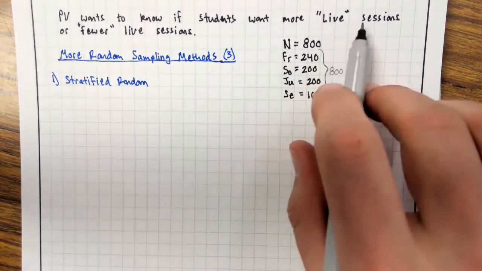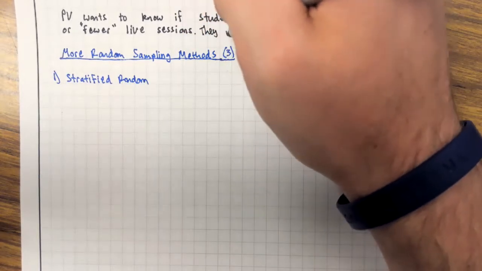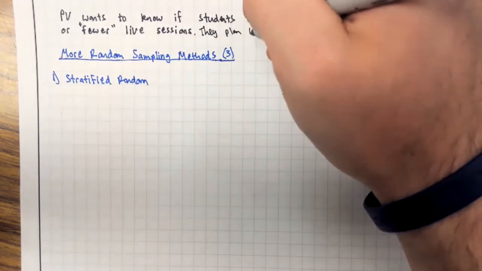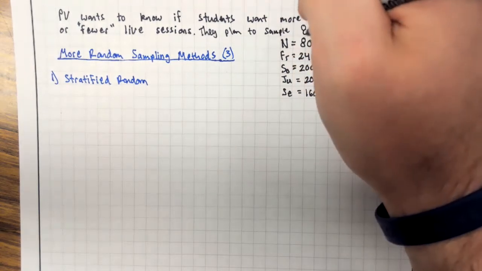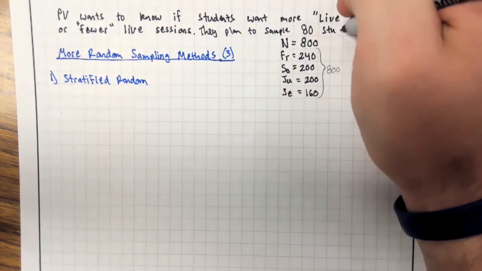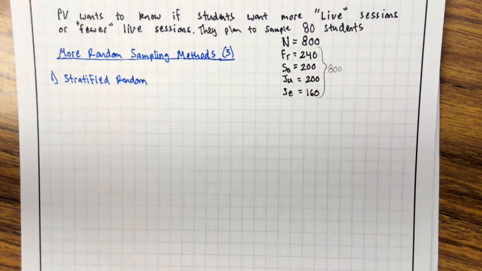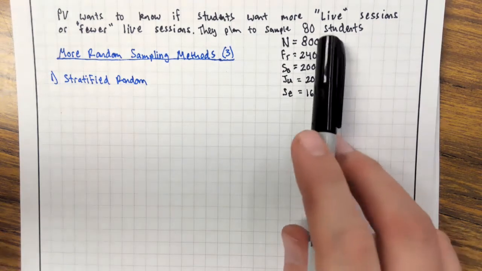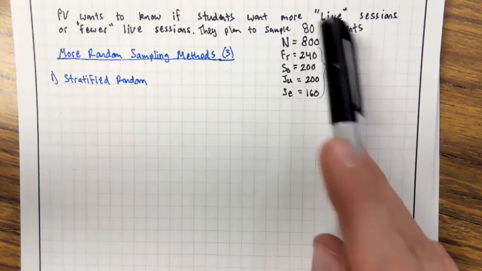So they want to know if students want more live or fewer live sessions, and they plan to sample, PD administration or whatever, they plan to sample 80 students. So of the 800 students that attend school, they want to get a sample of 80 and see how they feel about the Zoom sessions. This is because trying to get a response from all 800 students would be very difficult.